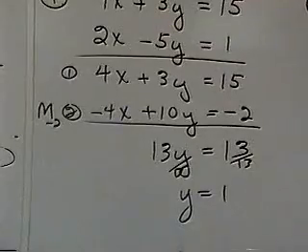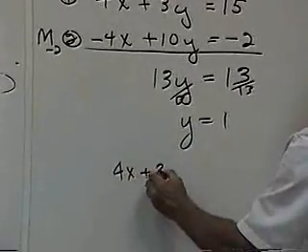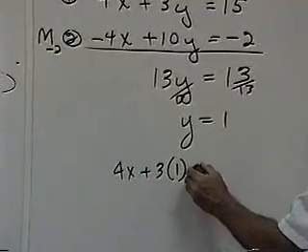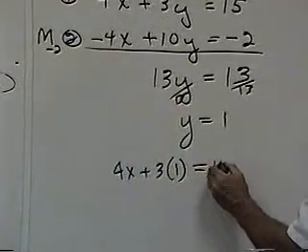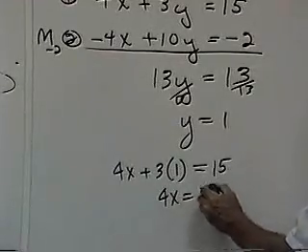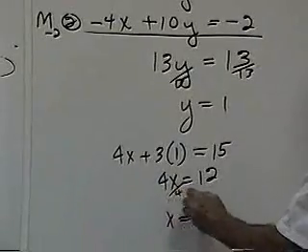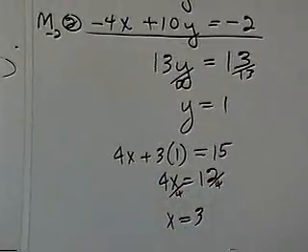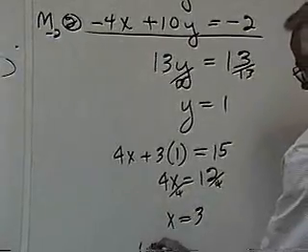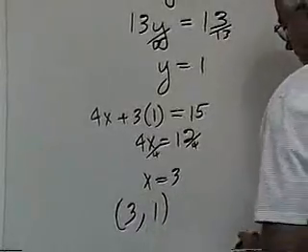Okay, now that y is equal to 1, go back to the first equation, plug in by substitution what y is equal to, and we see that we get 4x is equal to 12, so x is equal to 3, dividing both sides by 4. Therefore, our solution set is 3, 1.